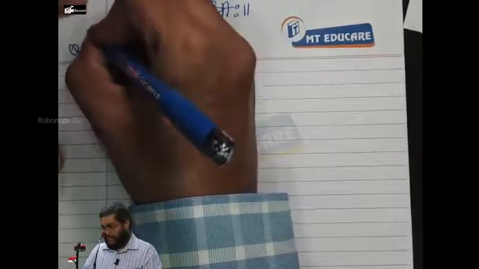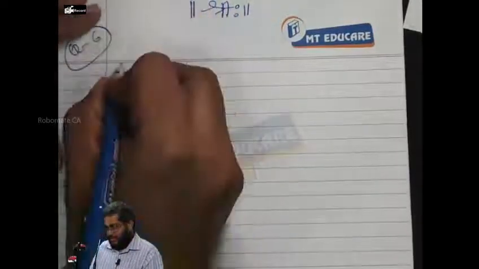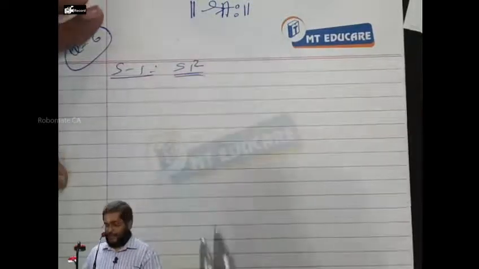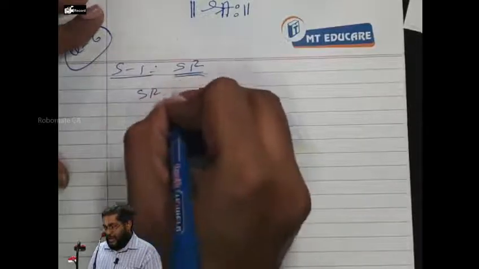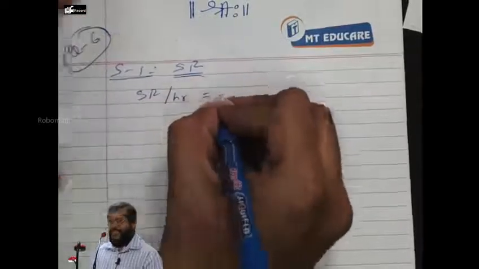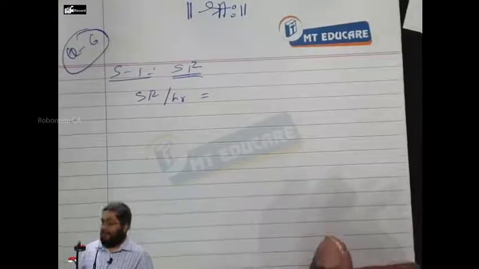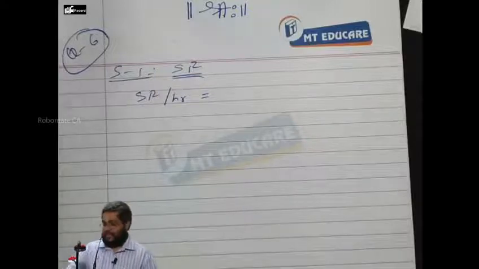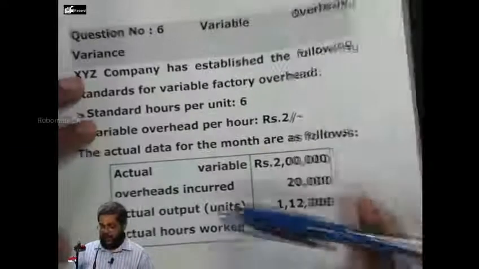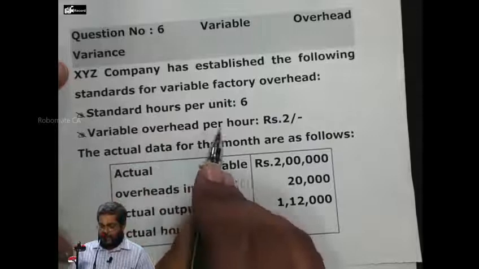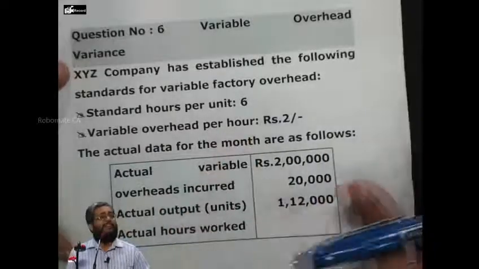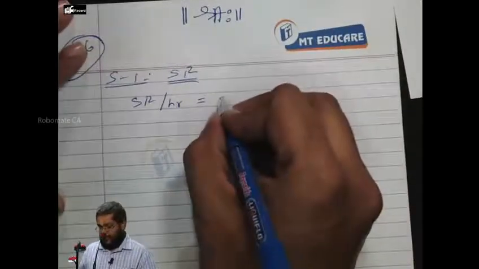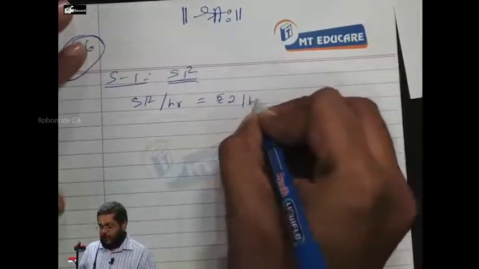Question number 6. Step 1 is calculation of standard rate. Standard rate per hour is given in the question or not? Yes. Look at the column. Every hour I am allowed to spend how much rupees as variable overhead? Yeah, 2 rupees. The budget says variable overheads per hour is going to be 2 rupees. Whatever the budget says is a standard or a target, yes or no? So the SR per hour is equal to rupees 2 per hour.